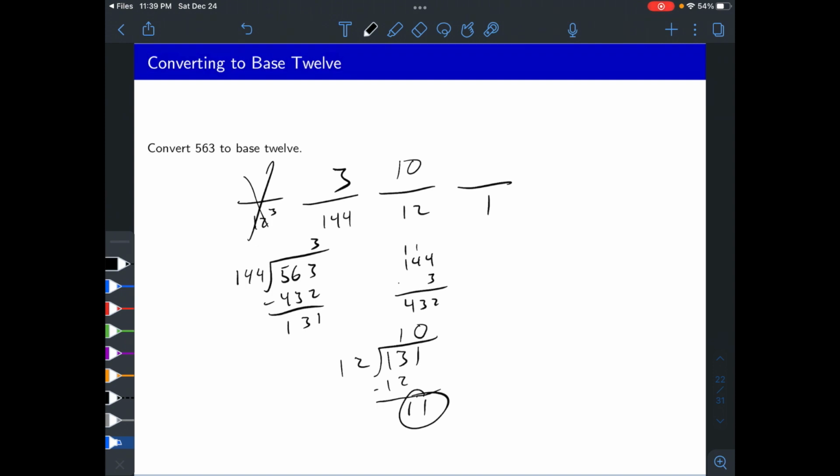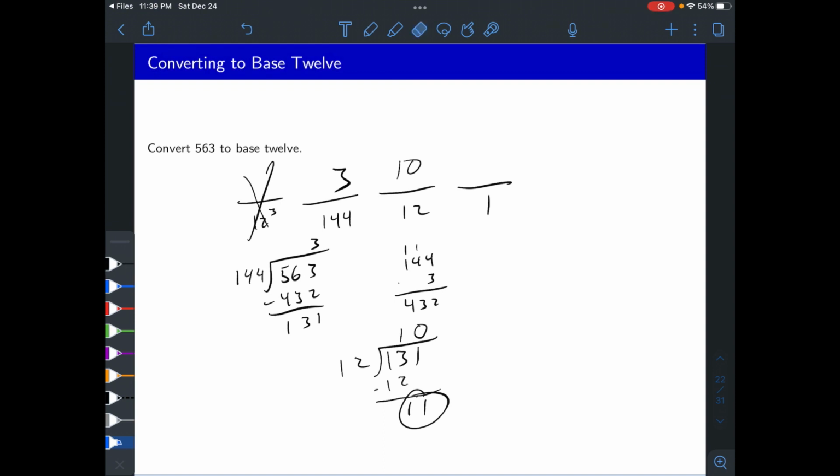Okay, something that I just wrote on the screen is wrong. Did you catch what I did wrong here? Or not necessarily wrong, but something we should probably not do. So what we should probably not do at this point is write 10 right here, okay? Because again, we're trying to convert to base 12, so we want to use base 12 digits.